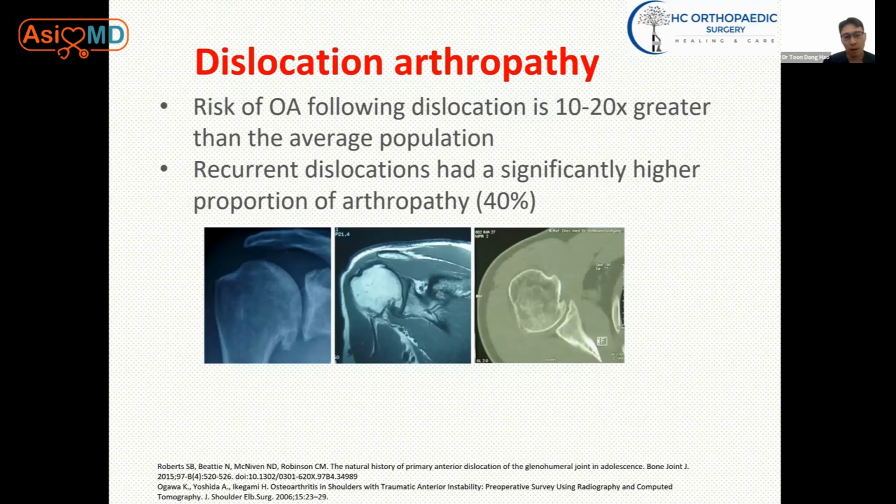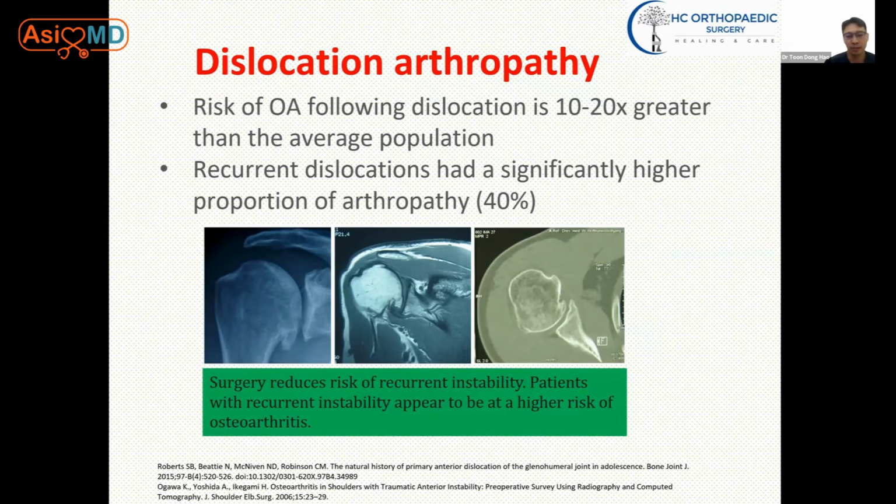Dislocation arthropathy is what happens if you leave the shoulder unstable and the patient comes back with more than 10 times of dislocation. Their risk of getting osteoarthritis of the shoulder when they are old is significantly higher. And therefore, a surgery can reduce the risk of recurrent instability, and also it can prevent the patient from getting this osteoarthritis when they are old.